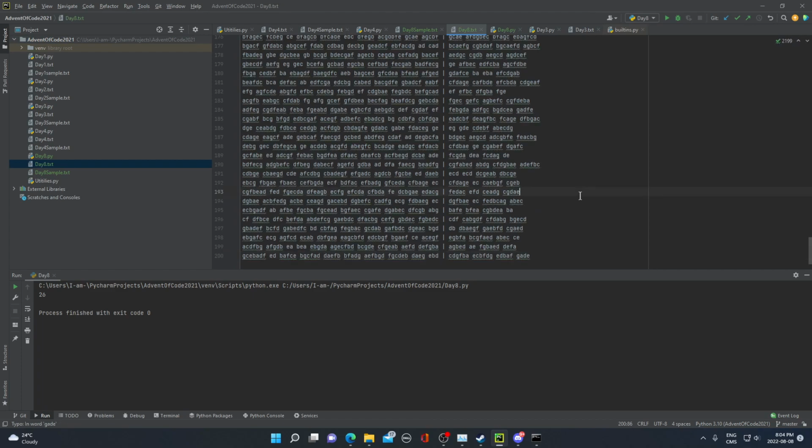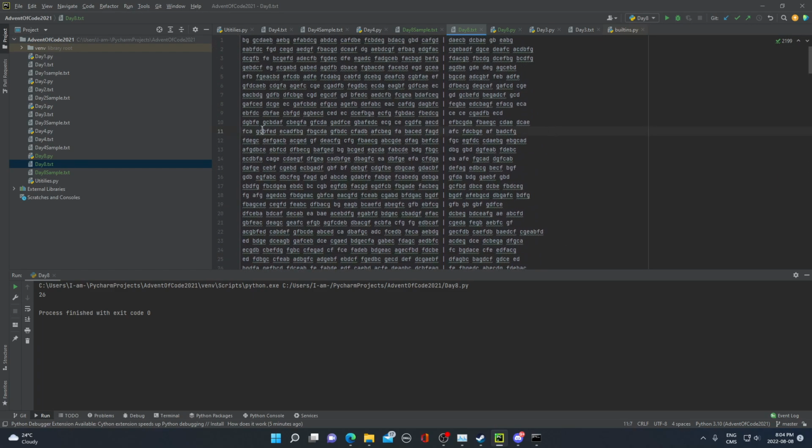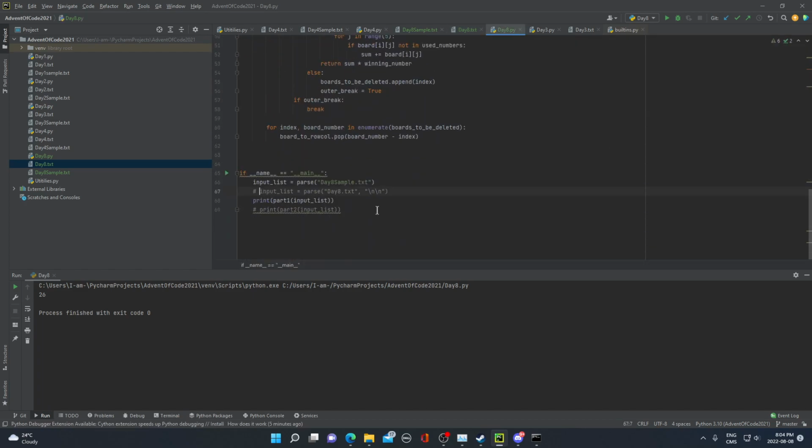So let's go day 8. Yep, there are no extra spaces. Everything is correct. And so the sample, let's do the actual text. And hold on, we don't need this. 383.